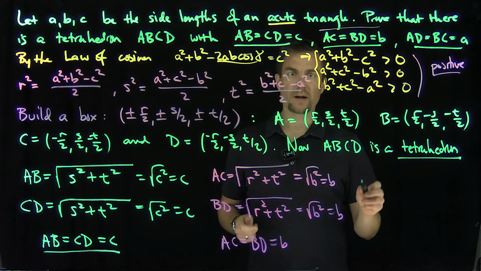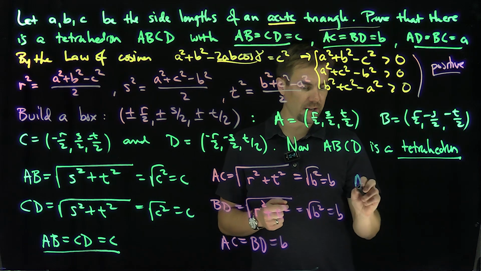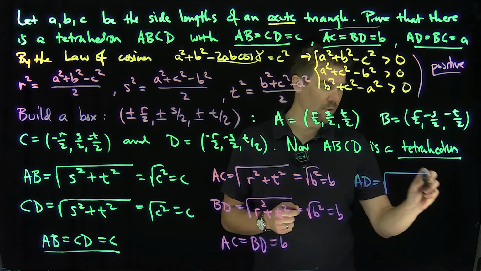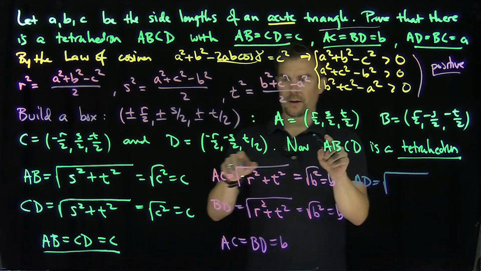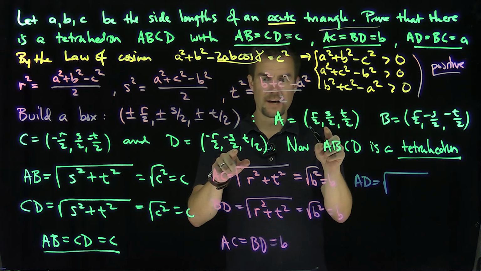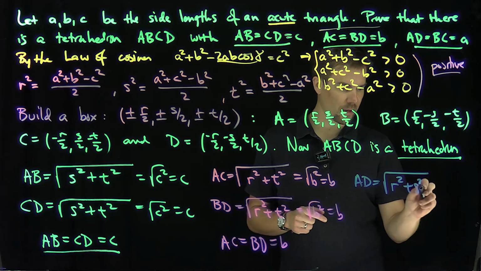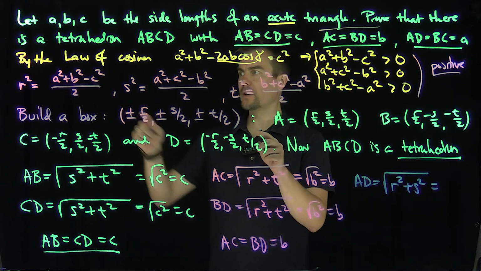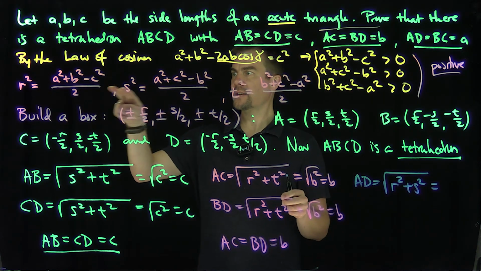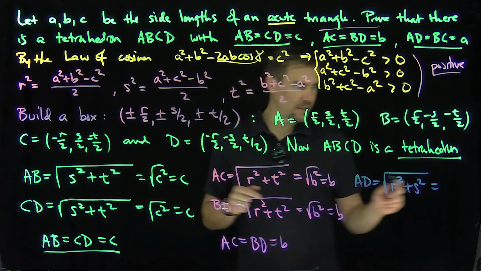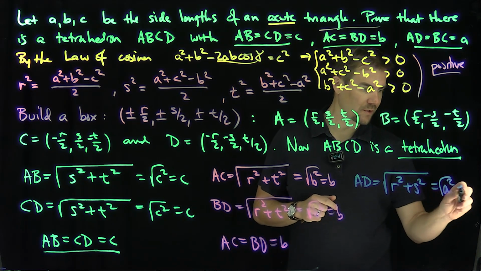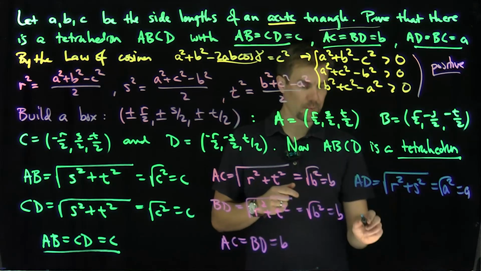The next one's going to be AD. What's AD going to be? AD is going to be the square root of what? Let's see, here's the A and here's D. I get an R squared, I get an S squared, but no T squared. I get R squared plus S squared, which is what we want. What's R squared plus S squared? The C's cancel out, and the B's cancel out, which just gives me A squared, which is A.